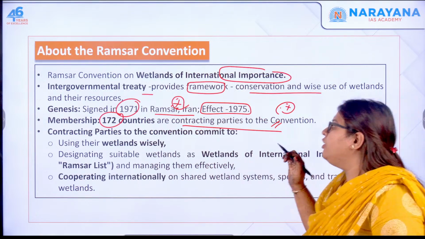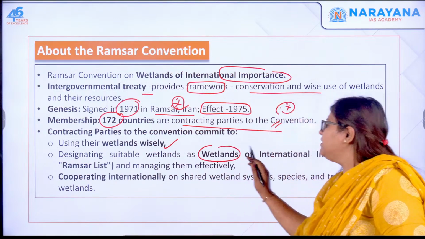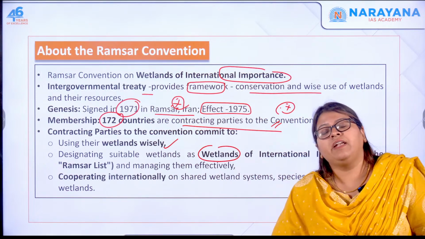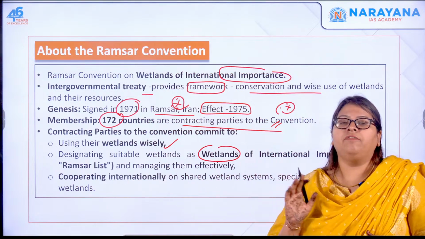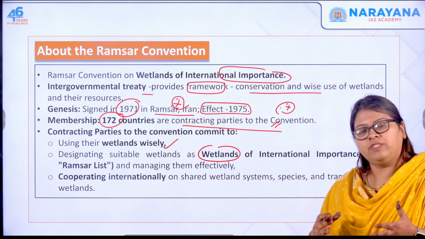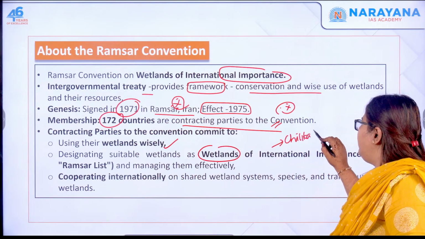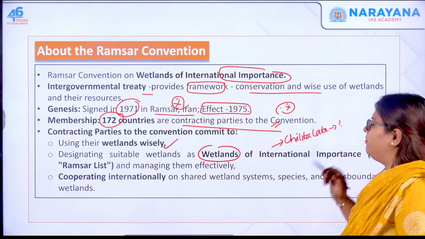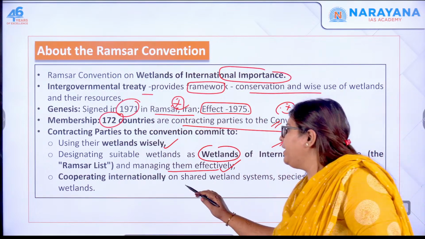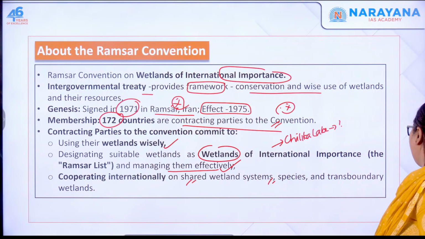What are all the commitments? To use the wetlands wisely, and to designate suitable wetlands as wetlands of international importance, that is the Ramsar list. So whatever are the wetlands of international importance, they are placed over here. The first wetland that was placed under the Ramsar list was the Chilka Lake. Where is it present? Mention it in the comment section. And they have to manage them effectively, and also cooperate internationally on shared wetland systems, shared species as well as transboundary wetlands.